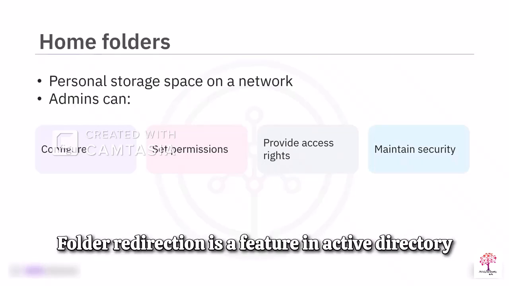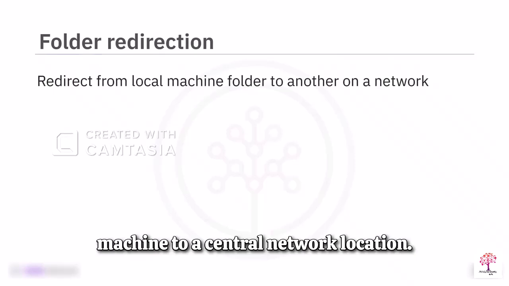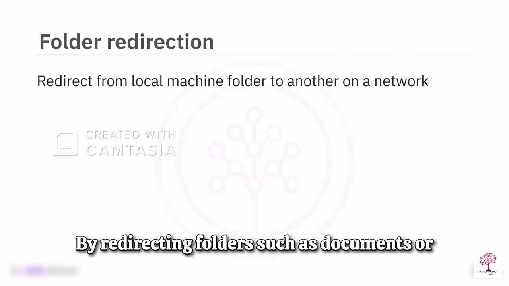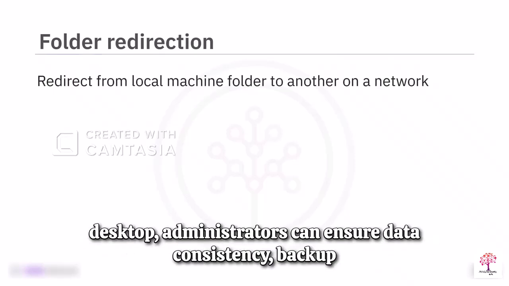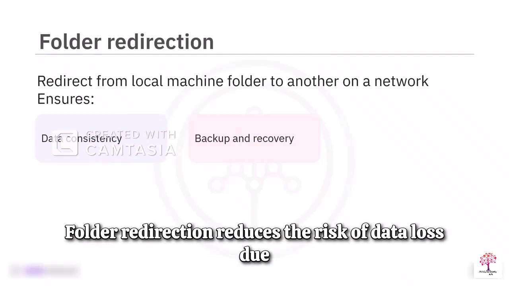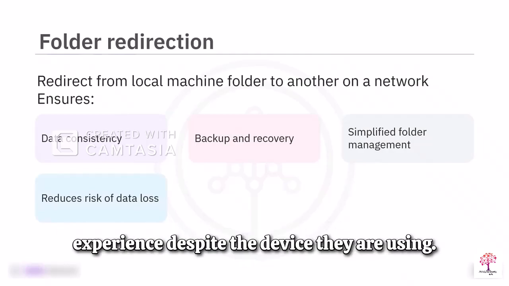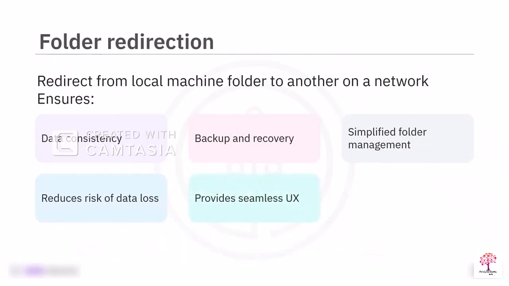Folder redirection is a feature in Active Directory that redirects specific folders from a user's local machine to a central network location. By redirecting folders such as documents or desktop, administrators can ensure data consistency, backup and recovery, and simplified management. Folder redirection reduces the risk of data loss due to local machine issues and provides a seamless user experience despite the device they are using.